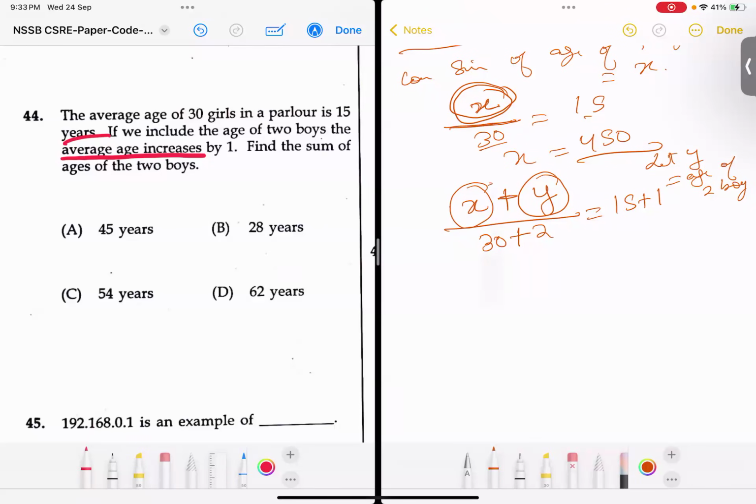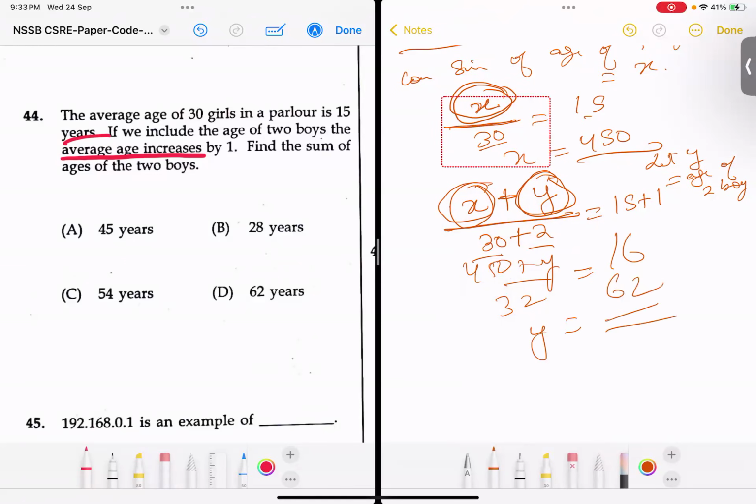So this is the age of the 30 girls plus the age of the 2 boys. Now already 30 girls plus 2 boys, right? So it will be x plus y divided by 32 is equal to 16. Now we know that x is how much? 450. So if you solve it, you will get it as 62, okay? So the correct option is 62 years.